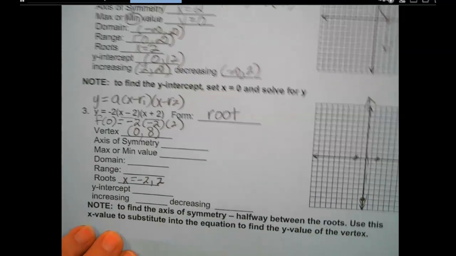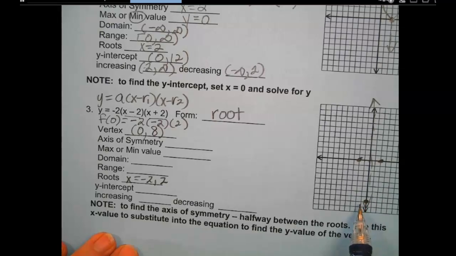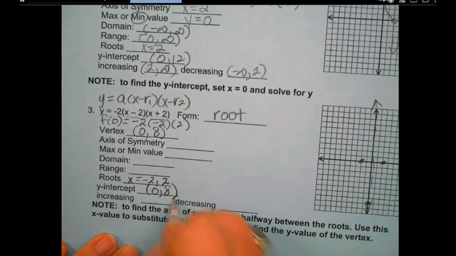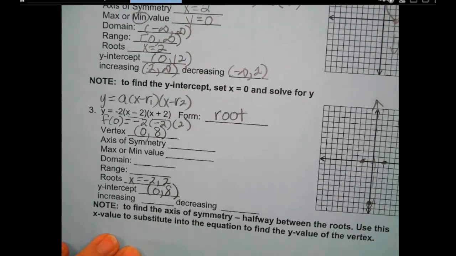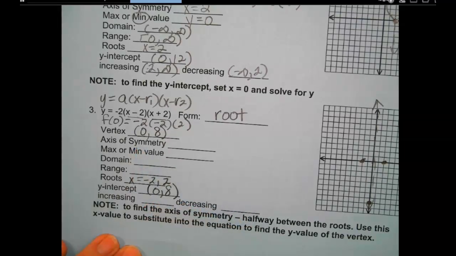And if this is my vertex, what is this also equal to? Which axis is it on? Y, which makes it the y-intercept. So my axis of symmetry. Yes?